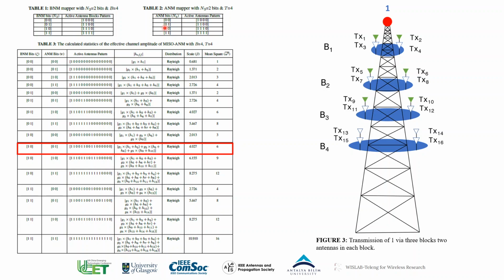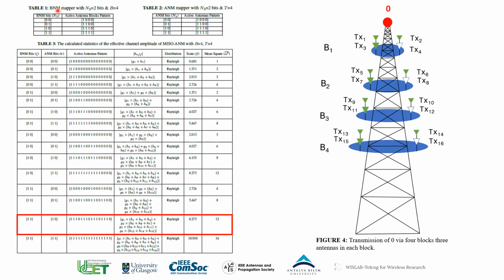So we need to activate 2 antennas in B1, 2 antennas in B2, and 2 antennas in B3, and we achieve the transmission of 1. And we want to transmit this 0. So we check the ANM bits group and we see 1 1, and we check the ANM bits group and we see 1 0.